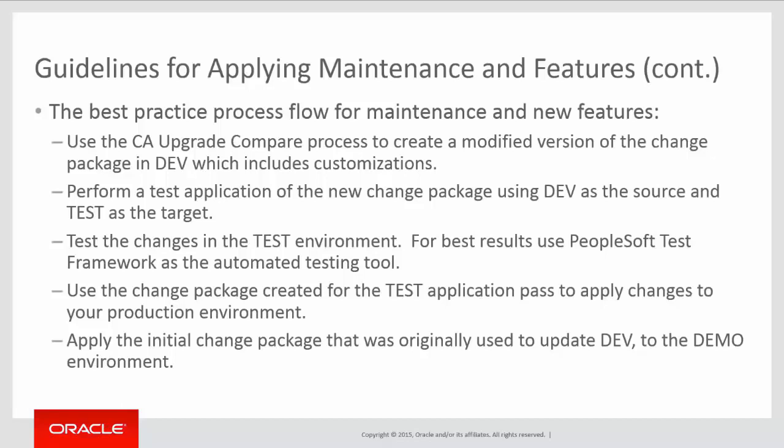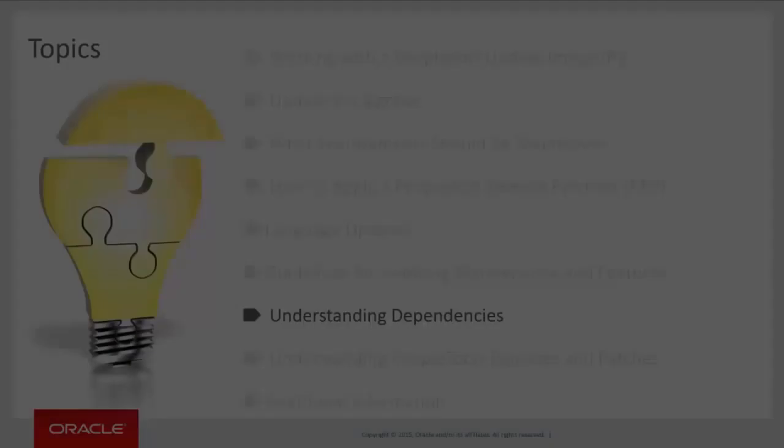Testing is a very large part of the process. Some estimate it to be as much as 80% of the time spent on an update. For best results, we recommend using an automated testing tool such as PeopleSoft Test Framework. Use the same change package that was created for the test environment and apply that to production. At this time, the initial change package should also be applied to the demo environment to keep that in sync with the changes in production.